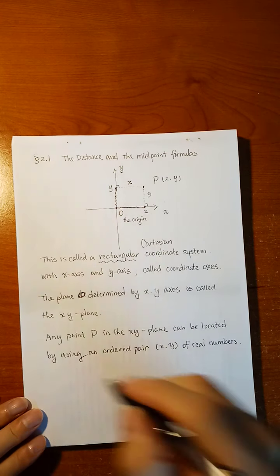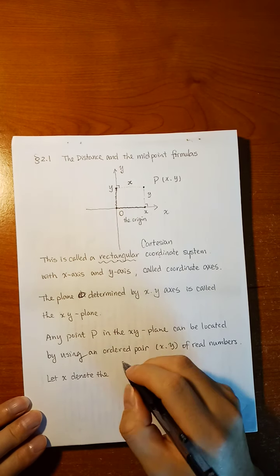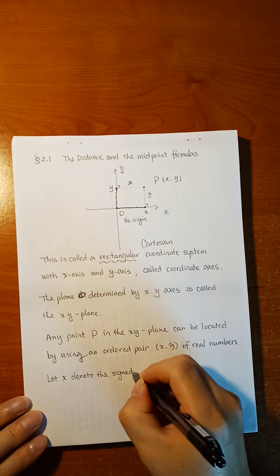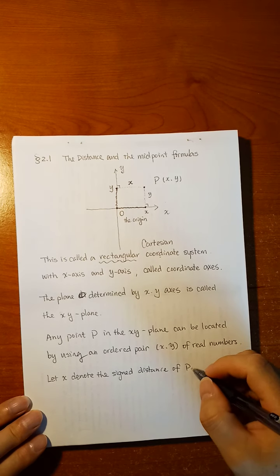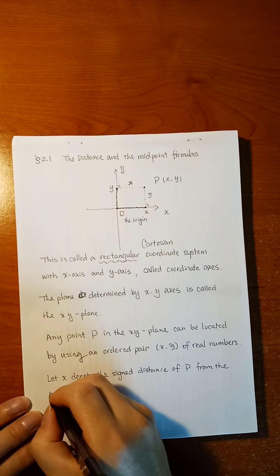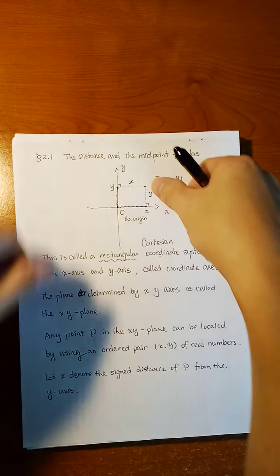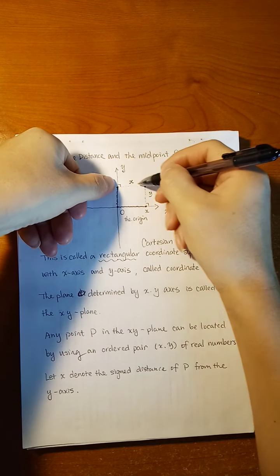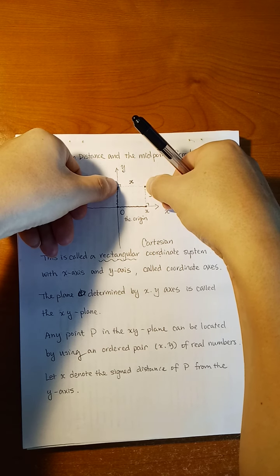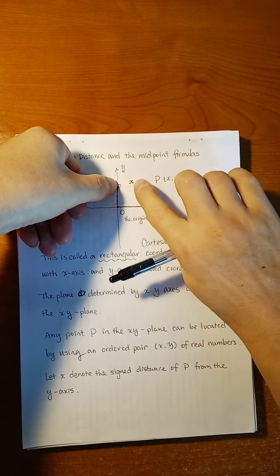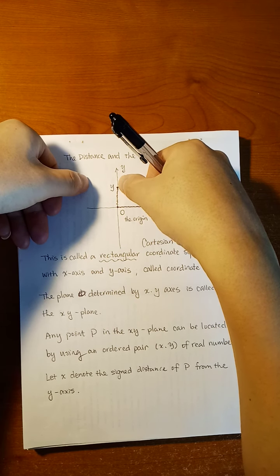Okay, so that's what the textbook says. Let x denote the signed distance of P from the y-axis. What is the signed distance? First of all, distance is what you measure between a point and a line. You draw the projection, and you measure the segment. Measure this horizontal segment. That is distance. Signed means in this xy plane, if it's on the right side, the distance is defined to be positive. If it's on the left side, the distance is defined to be negative. That's what they call signed distance.